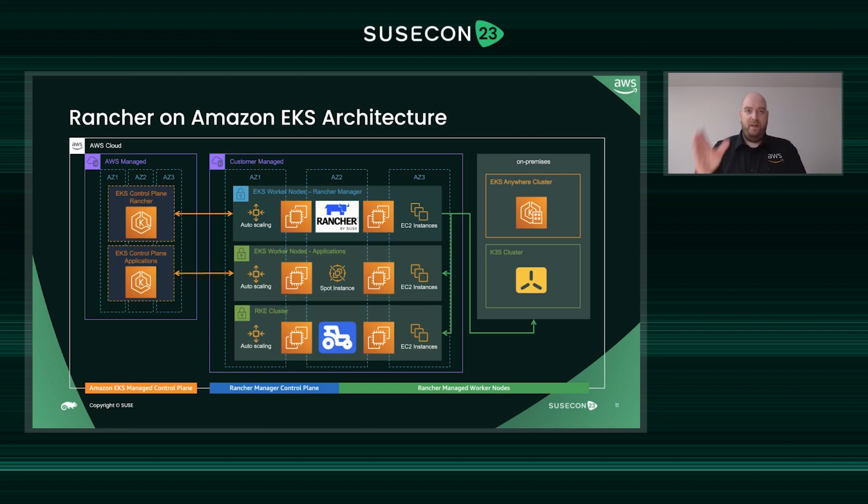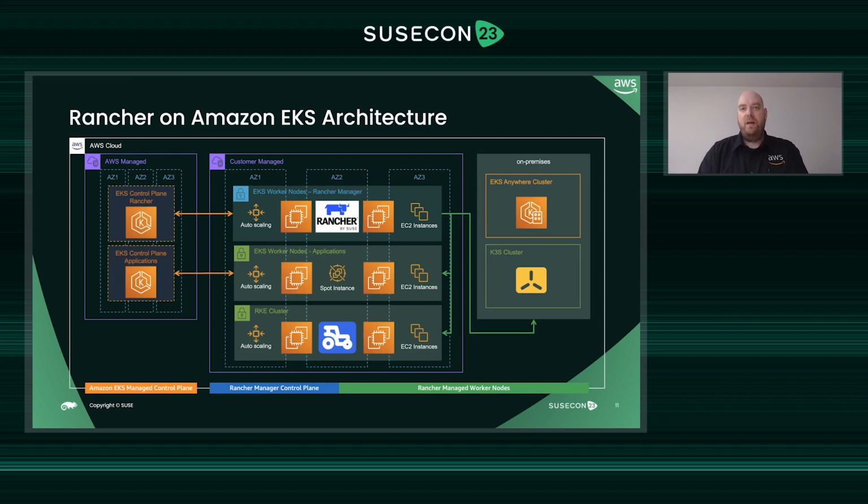When we then take a look in the middle part of the diagram, that's the customer managed VPC. And in this VPC, we have the actual worker nodes. So nodes where the application workload is running. The high availability is, for example, achieved by auto scaling of multiple instances, again, spread across multiple of the availability zones.